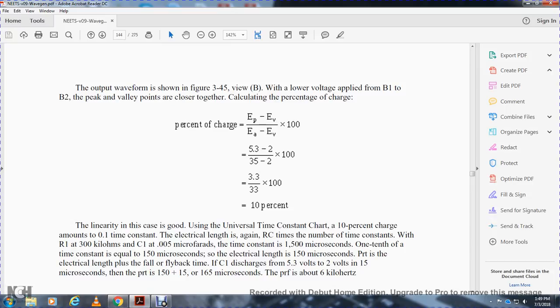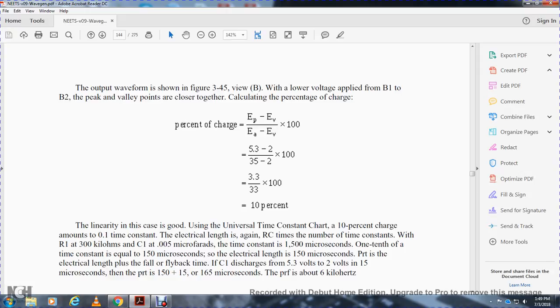Electrical length of the RC time is the number of time constants, with resistor 1 300 kilohms and capacitor 5,000 microfarad. The time constant is 1500 microseconds, and 1/10 of the time constant is 150 microseconds, the electrical length. Phase repetition time is the electrical length plus the fall and flyback time of capacitor 1, which discharges from 5.3 volts to 2 volts in 15 microseconds.